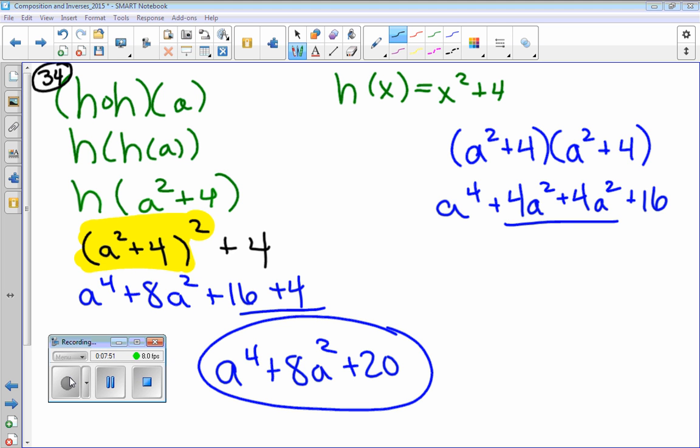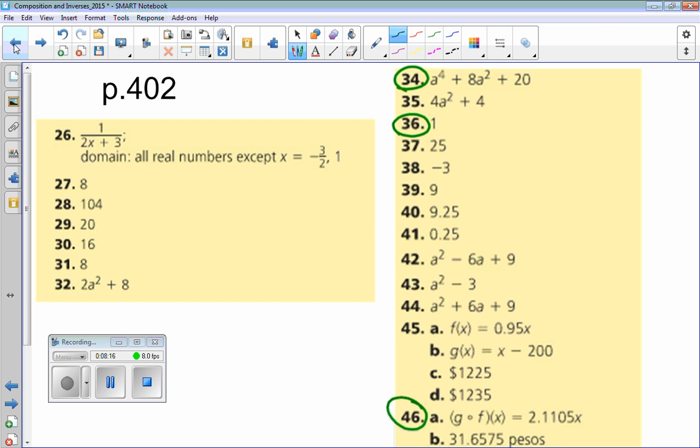Plus 4 is part of the problem here? At this point, I just wrote H. I wrote parentheses squared plus 4, parentheses squared plus 4. And then I plugged in the A squared plus 4. So the plus 4 came from the original problem. Okay? All right, what other one did you guys say you wanted to look at?